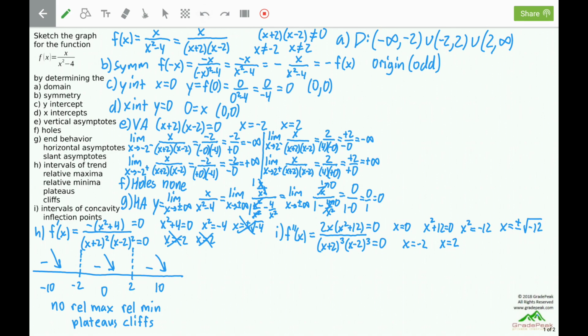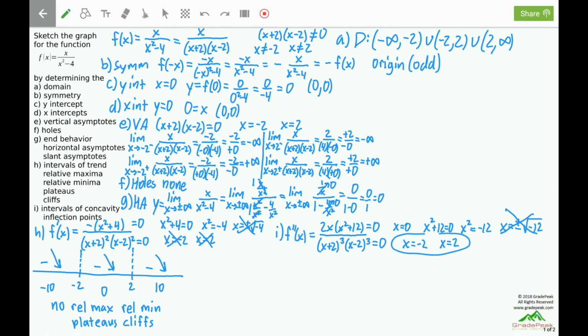It is a candidate number. X equals positive or negative the square root of negative 12. An even root of a negative number will be a non-real number, which cannot be in the domain. The domain is all real numbers except negative 2 and positive 2. So we cross these out. They are not candidate numbers.